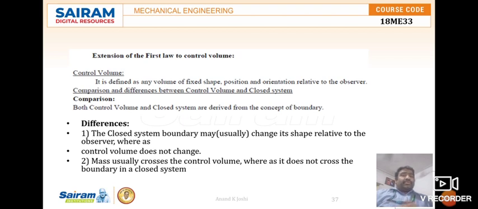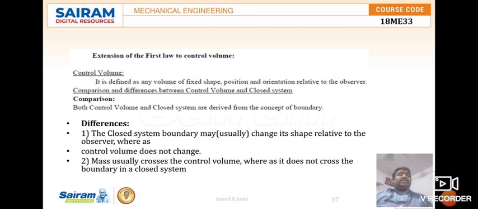Both control volume and closed system are derived from the concept of boundary. In a closed system, the boundary may usually change in shape relative to the observer, but in a control volume it does not change, it is fixed. That is what we are saying: the boundary may be fixed or movable, real or imaginary. Based on the boundary movement or fixing of the boundary, it decides the type of the system, the extension of the system through the first law of thermodynamics.